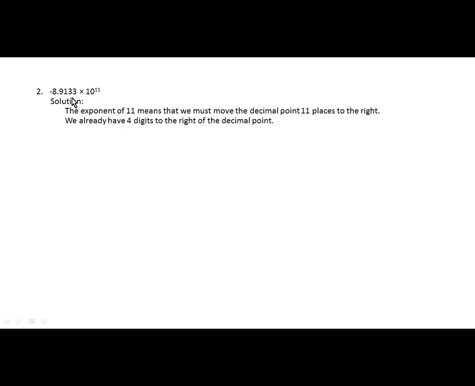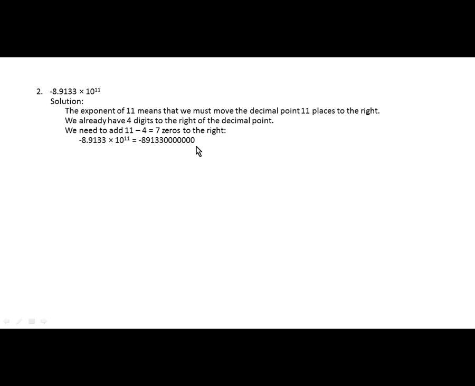Our second one, negative 8.9133 times 10 to the 11th. Now please don't lose that minus sign, which is making the number negative. So I've got an exponent of 11, so that means I have to move our decimal point 11 places to the right. Now I already have 4 digits to the right of the decimal point. So the number of zeros I need, 11 minus 4, I need 7 zeros to the right. So negative 89133, and then tack on 7 zeros.